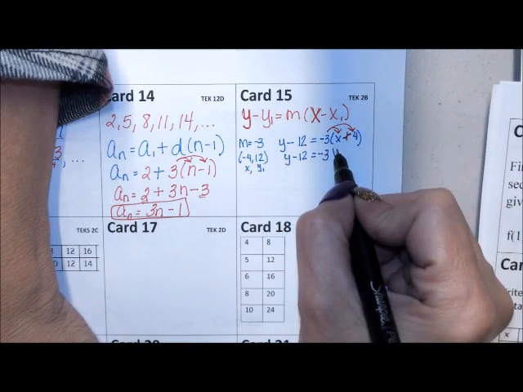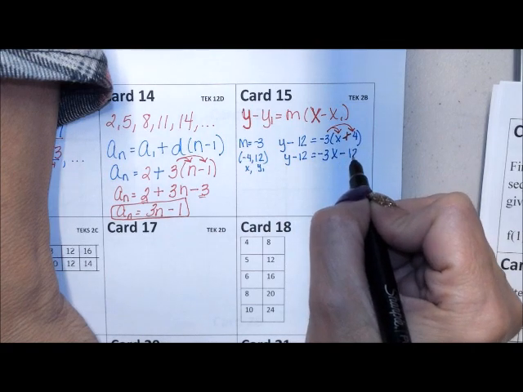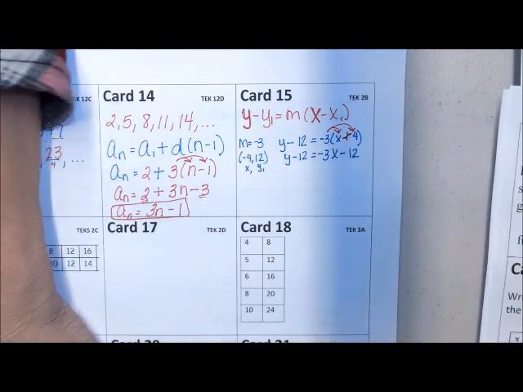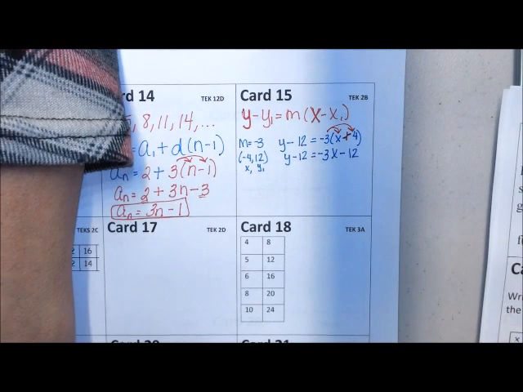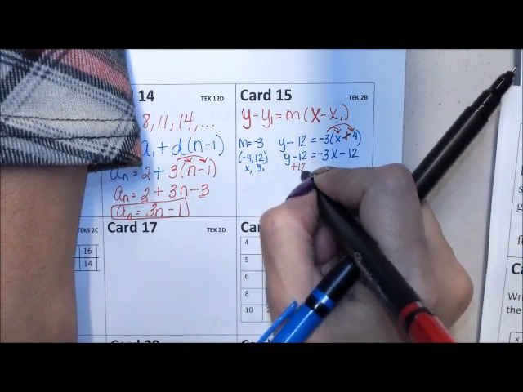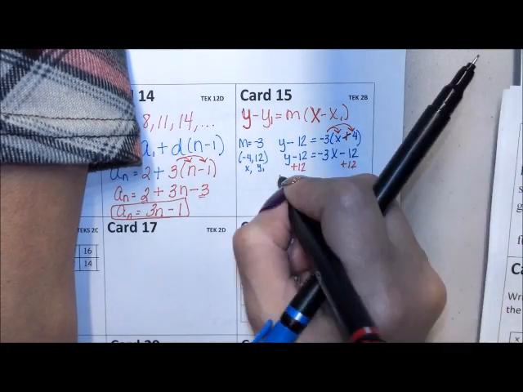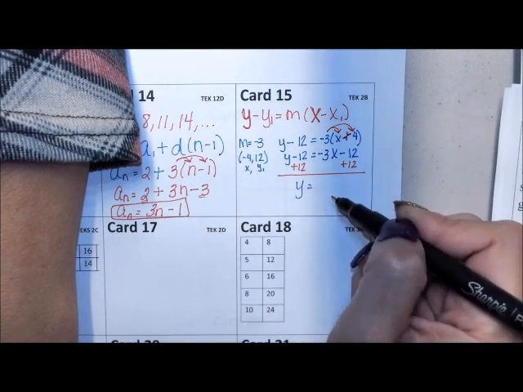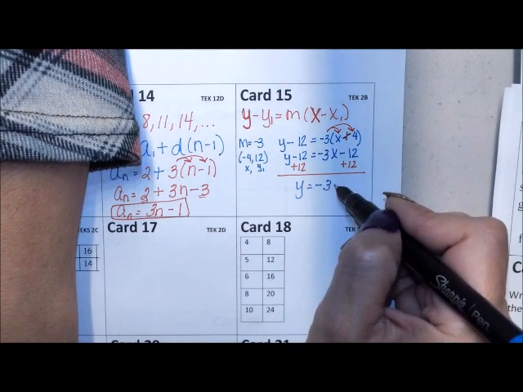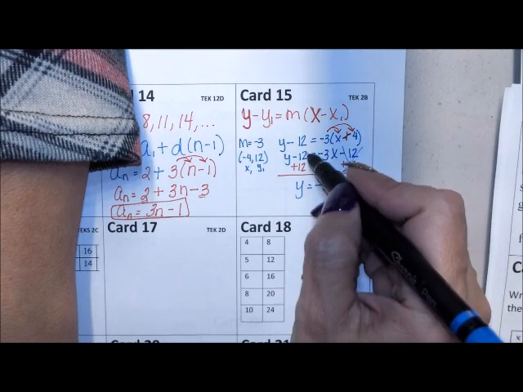Negative 3x minus 12. I'm going to have you simplify that. Move that 12 to the other side. Y equals negative 3x. Those cancel out.